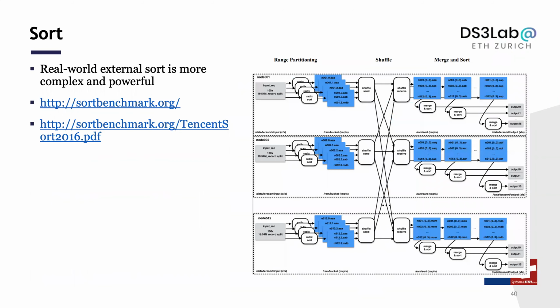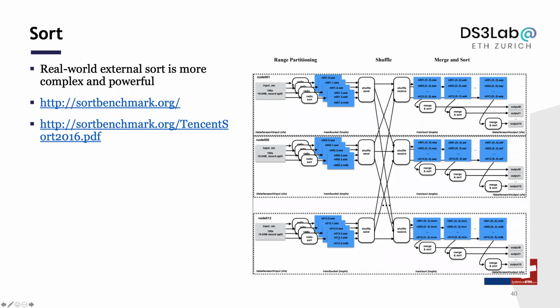In practice, people have been doing this for decades and decades. There's actually a benchmark that people can compete in, to understand how fast we can sort a terabyte of data. In a modern sorting system, and this is something from 2016, people have distributed sorting, essentially partitioning the data across different nodes. Here, I think there are 512 machines.